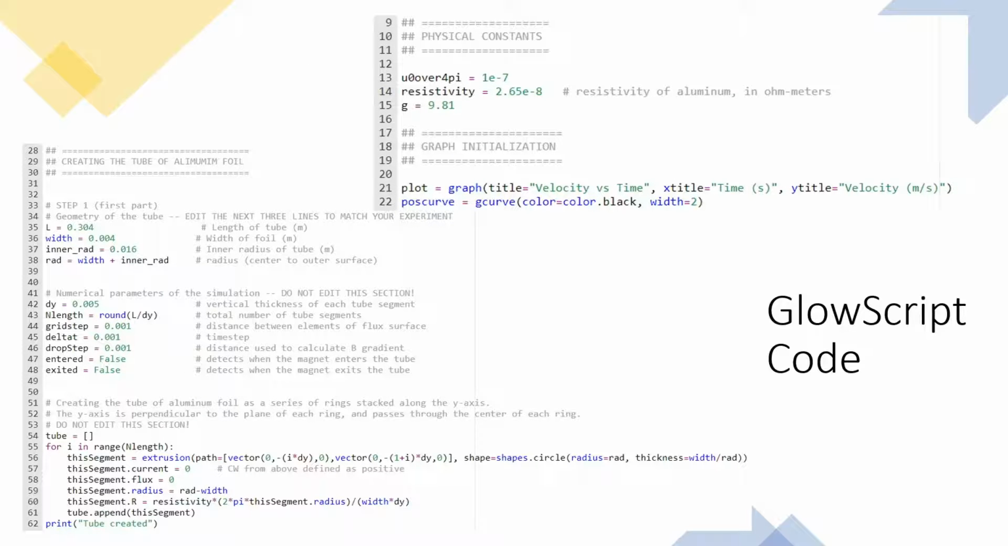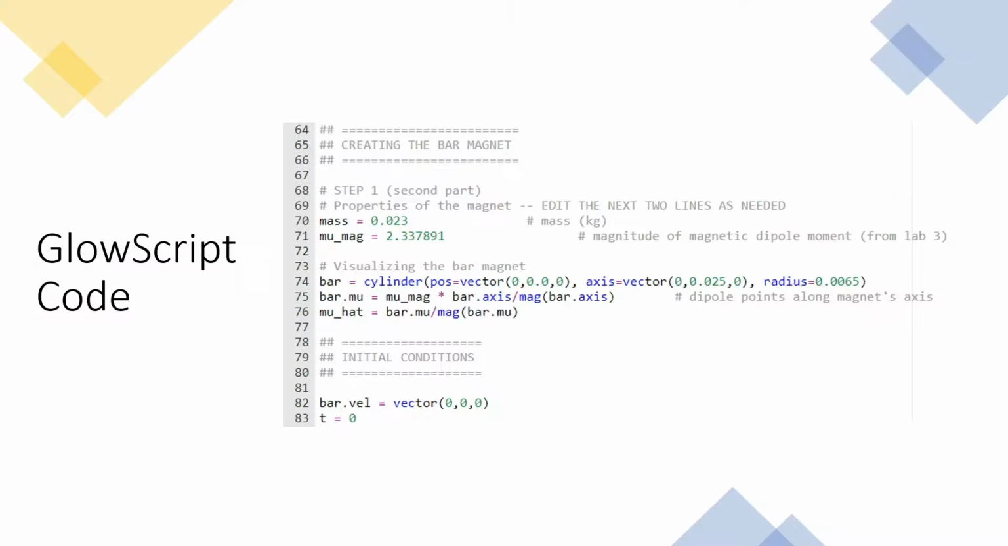GlowScript code. This GlowScript code is split into 8 steps. Part of the first step is to enter in all of the physical constants and measurements for the aluminum foil tube so that we may create a visual model of the tube, as well as initialize the velocity versus time graph. The second part of step 1 includes entering the properties of the magnet, such as the mass and the magnitude of the dipole, and then creating the visual model of the magnet to fall through the tube and setting the initial conditions at time equals 0 and the initial velocity of the bar magnet equal to 0.